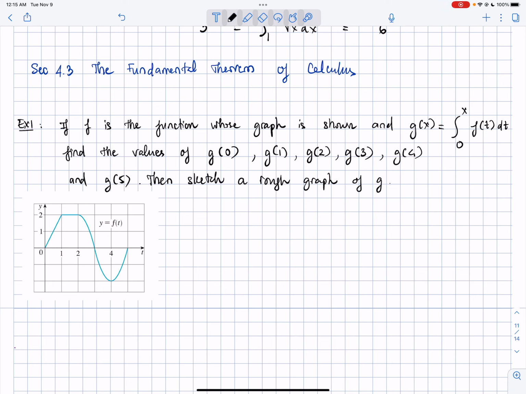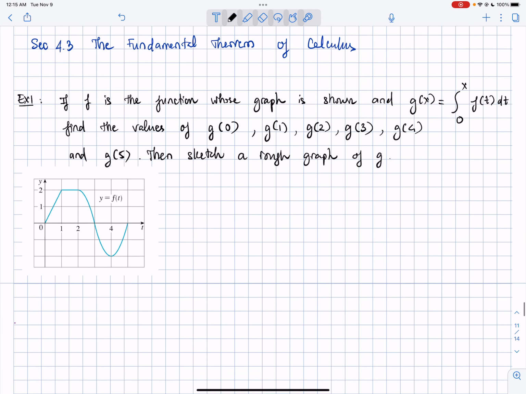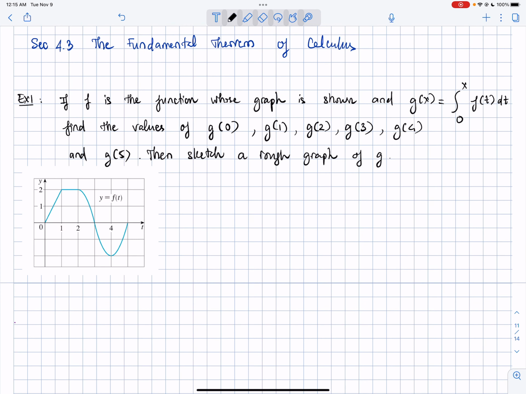Section 4.3, the fundamental theorem of calculus. Example number 1. If the function f is the function whose graph is shown below, and the function g is defined as the integral from 0 to x of f of t dt, we want to find the value of g of 0, g of 1, g of 2, g of 3, g of 4, and g of 5. Then sketch the rough graph of g.